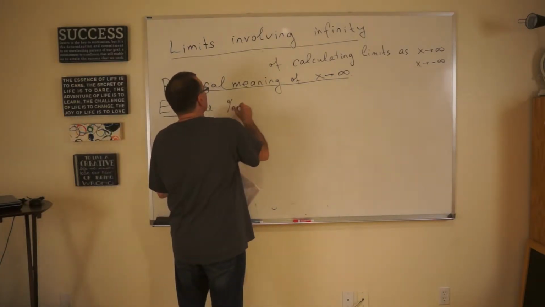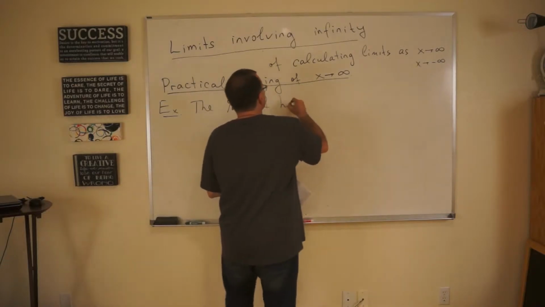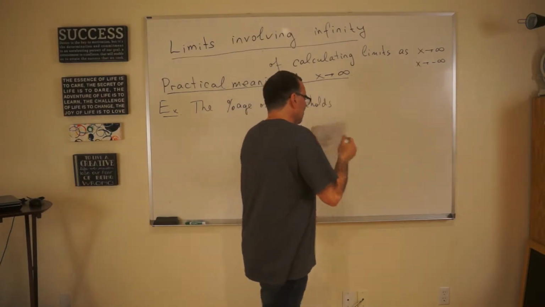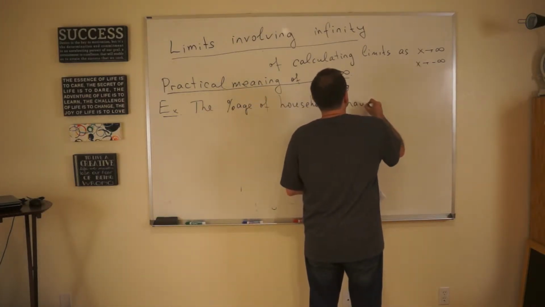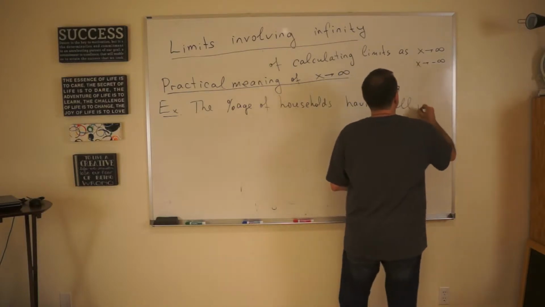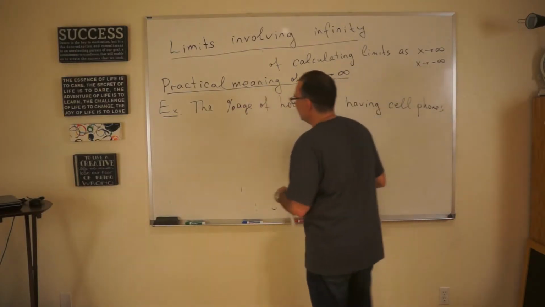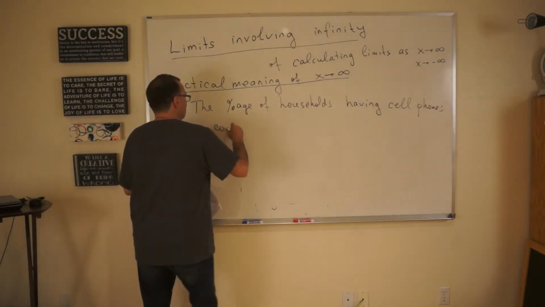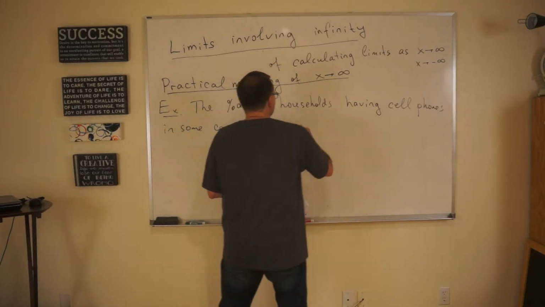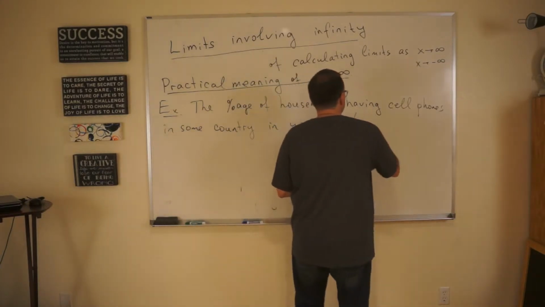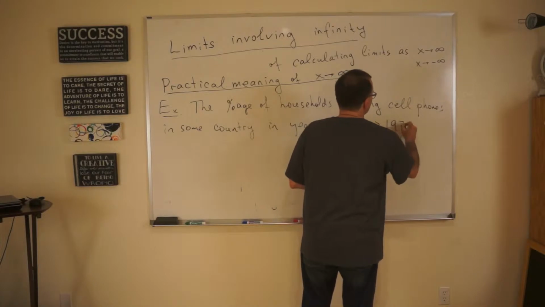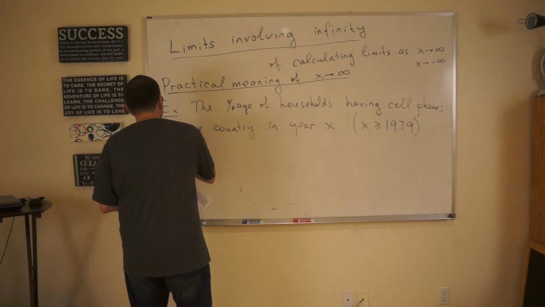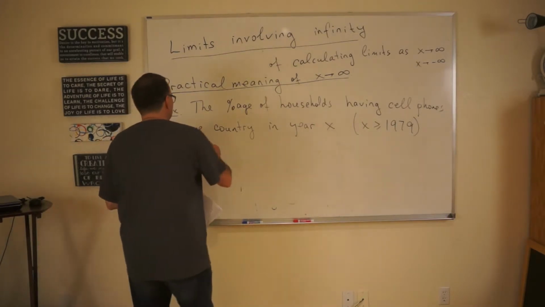The percentage of households having cell phones in some country in year X. In this context, X must be larger or equal to 1979, so it's the year after 1979, is estimated by the following function.